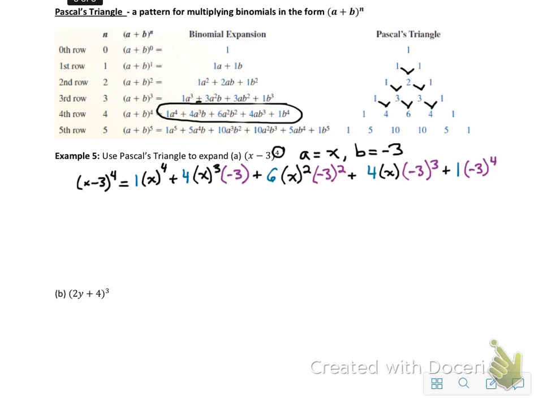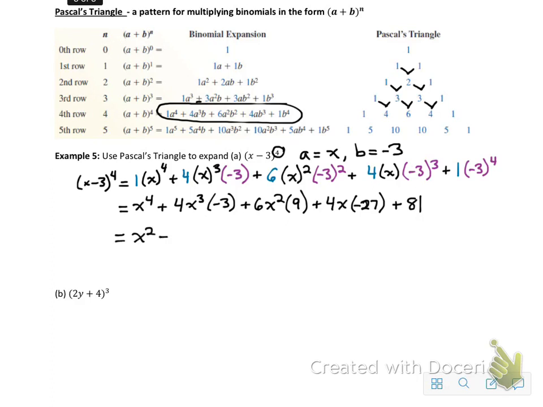And simplifying is the easy part. So we have 1 times x to the fourth, which is just x to the fourth. Then we have 4 x cubed times -3, so I'll multiply that the next time. Then we have 6 x squared, and then whatever -3 squared is, and -3 squared is 9. Then we have 4x, and -3 cubed, which is -27. And then we have -3 to the fourth power, which is 81. So now I'll put those numbers together and we'll get our final answer.